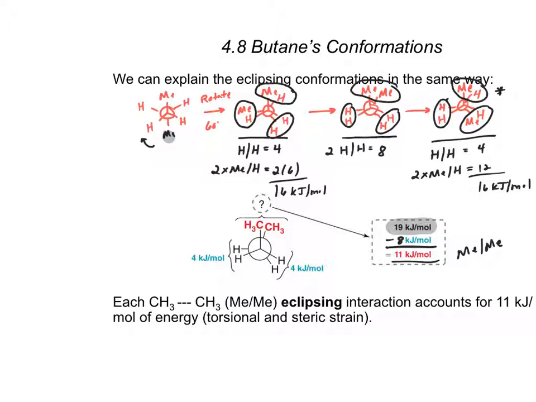Yes? The 19 was just given to us? Yeah, so if we go back to that energy diagram, this is the highest energy conformation, and I should probably say that. This guy is highest energy. It was at 19 kilojoules relative to the lowest conformation, the staggered conformation.